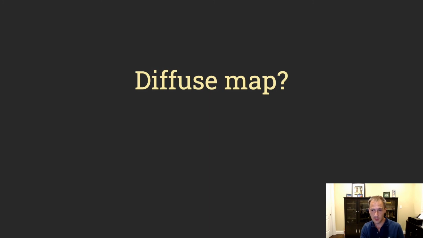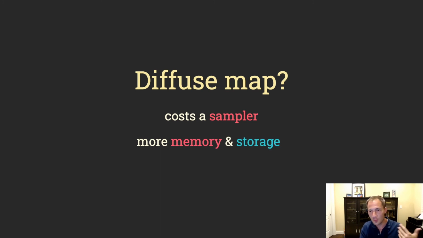Right, so diffuse map gives better result, but is this what we truly want? So an extra diffuse map will cost a sampler. We have a limit of 16 samplers on mobile, so we don't want that. It's also more memory, more storage. It's an extra texture you have to carry around. It makes things more complicated. So ultimately, we decided it was not worth it.